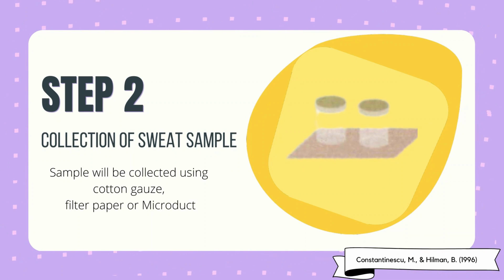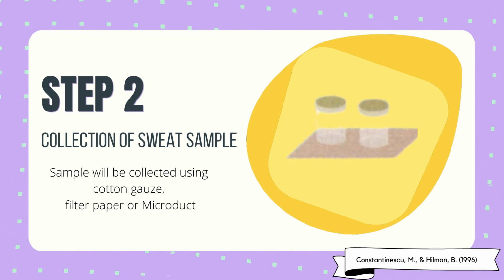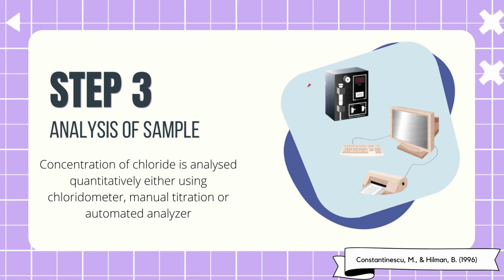Step 2 is collection. Once the skin starts producing sweat, it will be collected using cotton gauze, filter paper, or microduct. And the last step is analysis of the sweat sample. The concentration of chloride will be analyzed quantitatively either using chloridometer, manual titration, or automated analyzer.